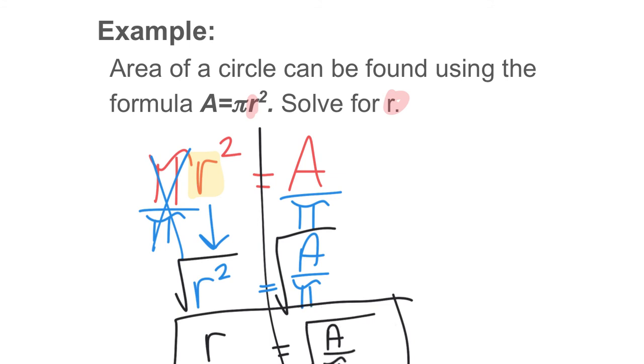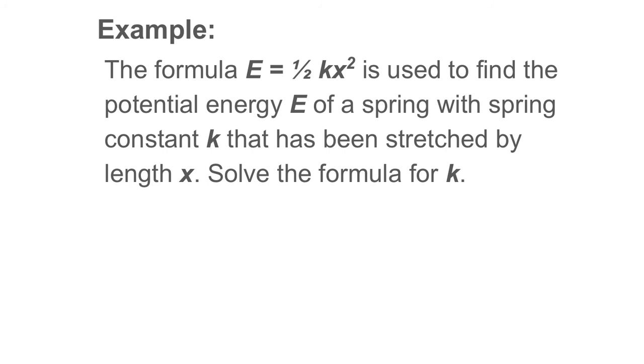All right. Here's another one, kind of complicated. The formula E equals 1/2 kx squared is used to find the potential energy E of a spring with spring constant K that has been stretched by length x. Solve the formula for K.